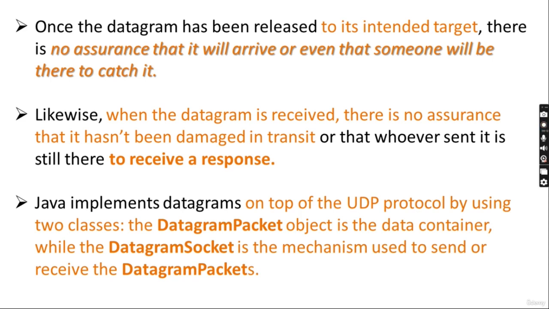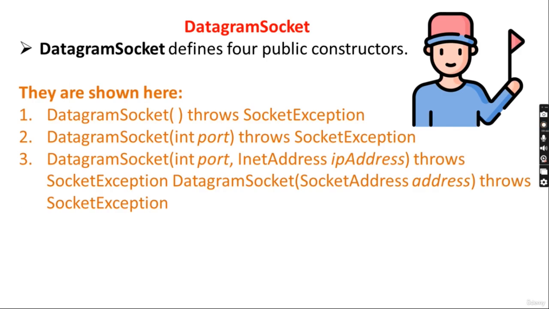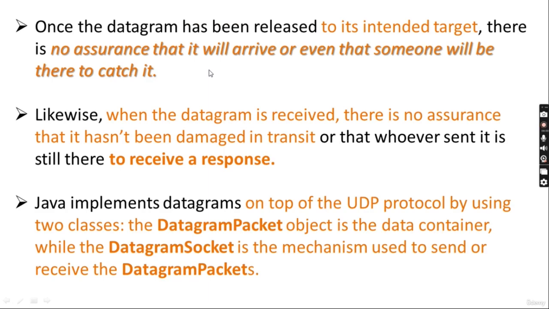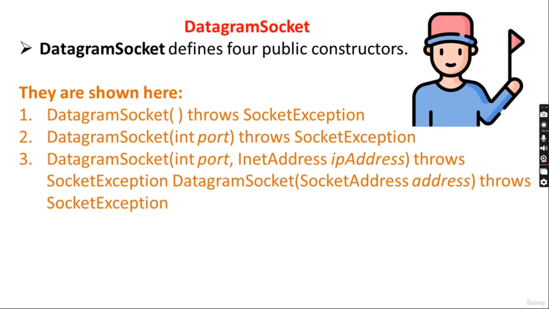By using two classes: first, the DatagramPacket object is the data container, while the DatagramSocket object is the mechanism used to send or receive the datagram packet. So the first class is DatagramPacket, which actually holds the data that you want to transfer from one point to another, and DatagramSocket is the mechanism by which it will be sent from one point to another. So now we will see DatagramSocket first. DatagramSocket is a mechanism by which a datagram packet will be transmitted from one point to another.